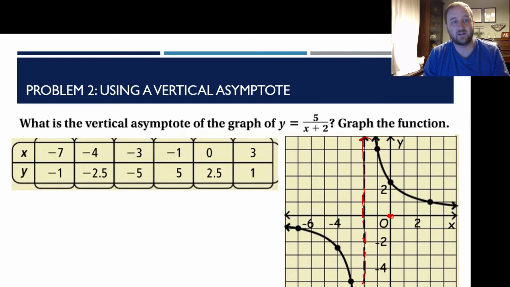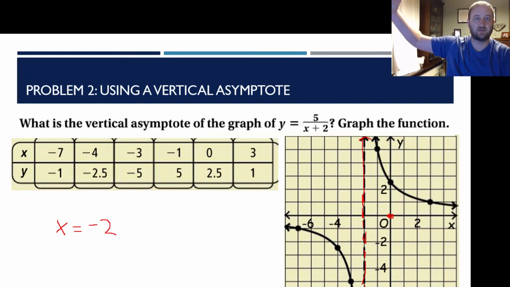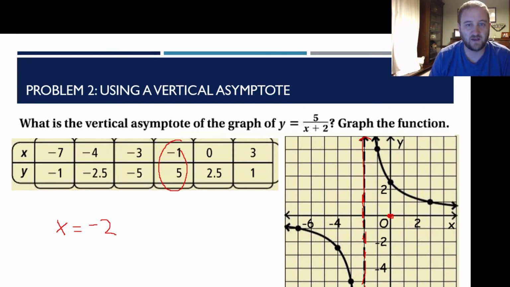Now to get the rest of the graph, remember you want to set up a chart, a table for these and plug in values, right? So if our vertical asymptote is negative 2, let's just start first going numbers bigger than negative 2. So we can go negative 1. If we plug in negative 1 into our function, negative 1 plus 2 is 1. So then 5 over 1 is just 5.